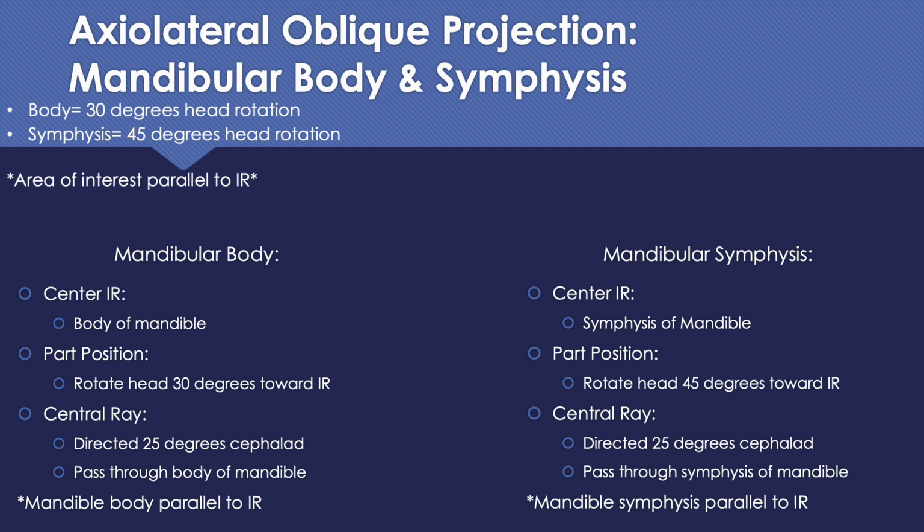As for the symphysis, we will center the IR at the symphysis of the mandible. Part position, body is an anterior oblique, and the head will be rotated 45 degrees toward the IR. For the central ray, it will be directed 25 degrees cephalic, passing through the symphysis of the mandible.